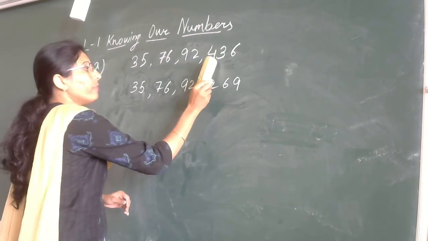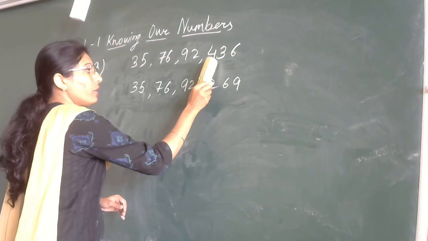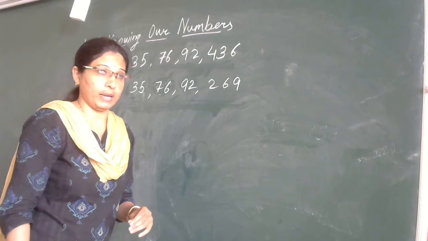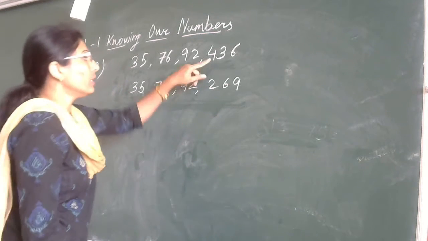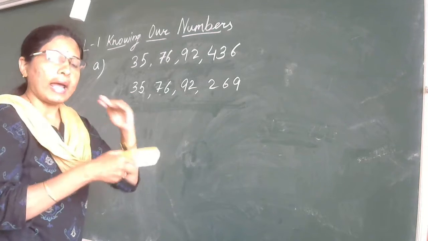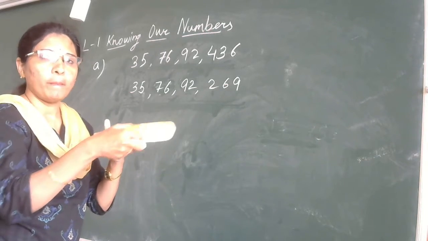Here we can see 4 is in the 100 place and here 2 is in the 100 place. So which is greater? This 4 is greater and 2 is smaller. So like that we have to see the places.